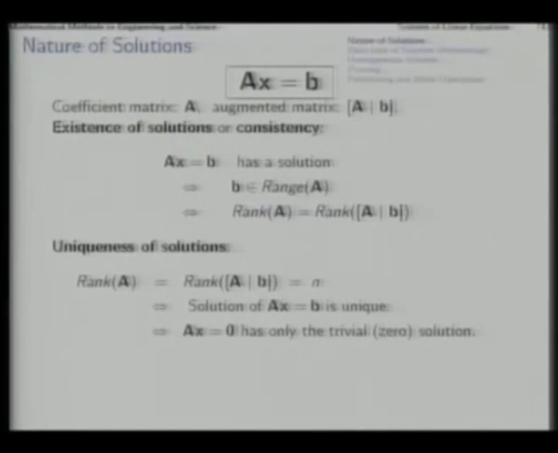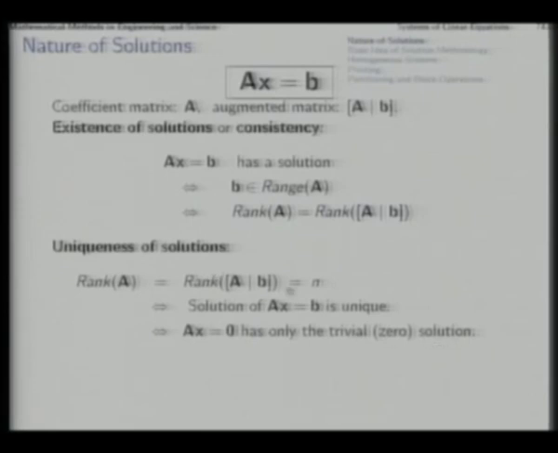For that, the important result is that when these two ranks are the same and also equal to the number of columns of the matrix A, that is the number of variables, then that will imply and will be implied by this statement, which is that the solution of Ax = b is unique, which is again equivalent to saying that the corresponding homogeneous system Ax = 0 has only the trivial or 0 solution.